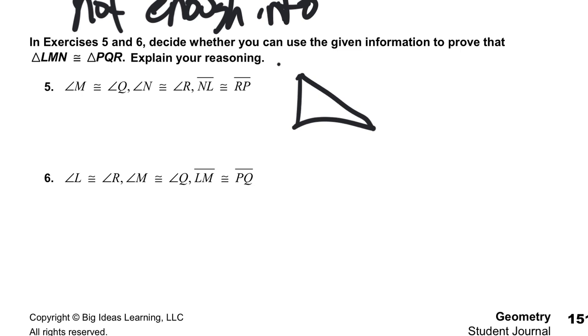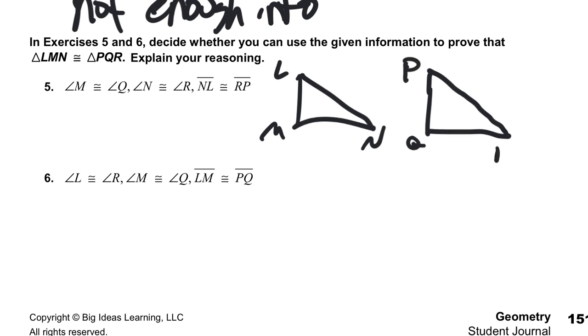I can say L, M, N, and this. I'm not purposely drawing them to look like a right triangle. I'm just drawing triangles. P, Q, R, the same order. It says M is congruent to Q, N is congruent to R, and NL is congruent to RP.